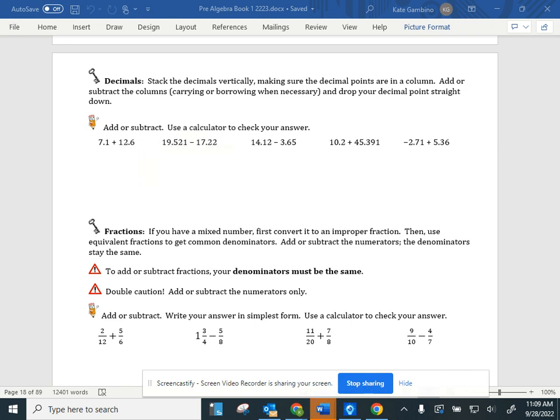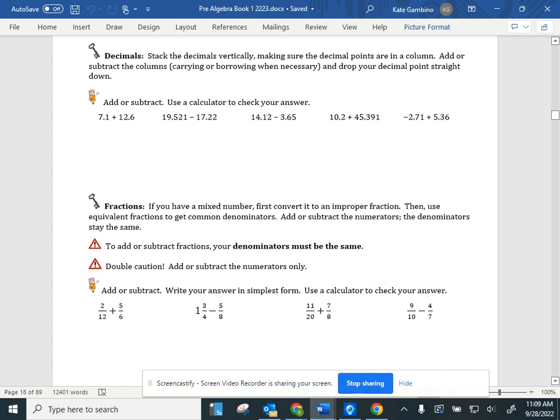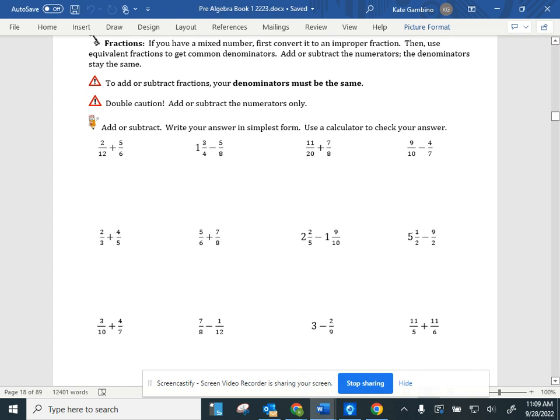Any questions on adding and subtracting with the decimals? Nope. Okay, let's put our pencils down so we're all paying attention instead of working on our work. Lesson time, we want to make sure we're getting all the directions.